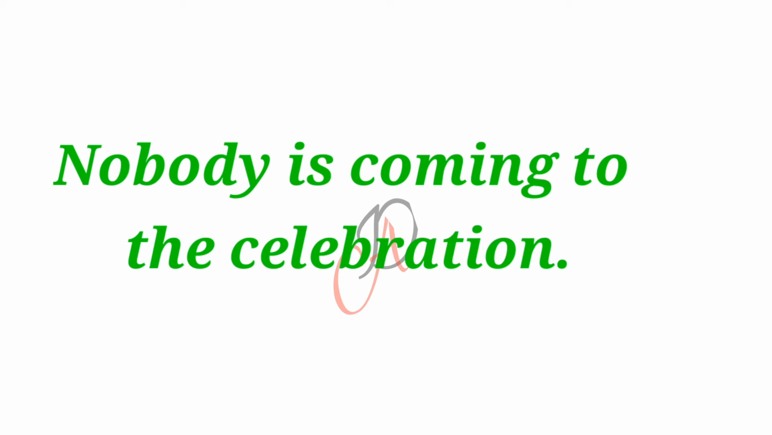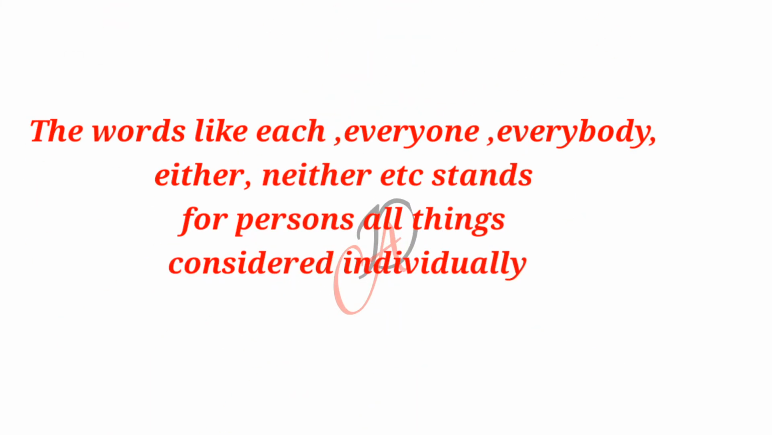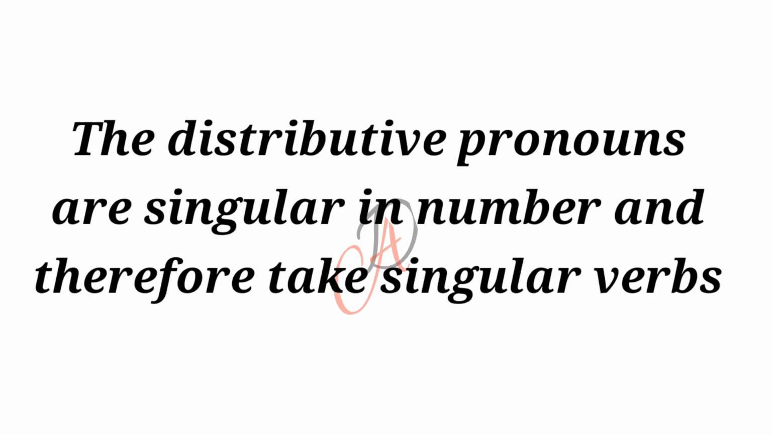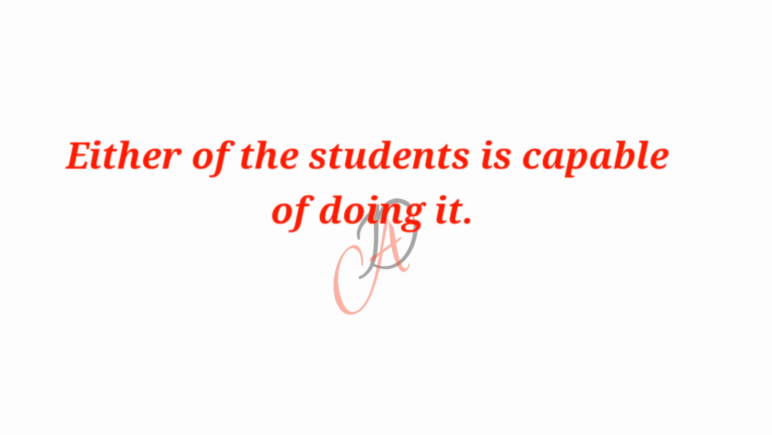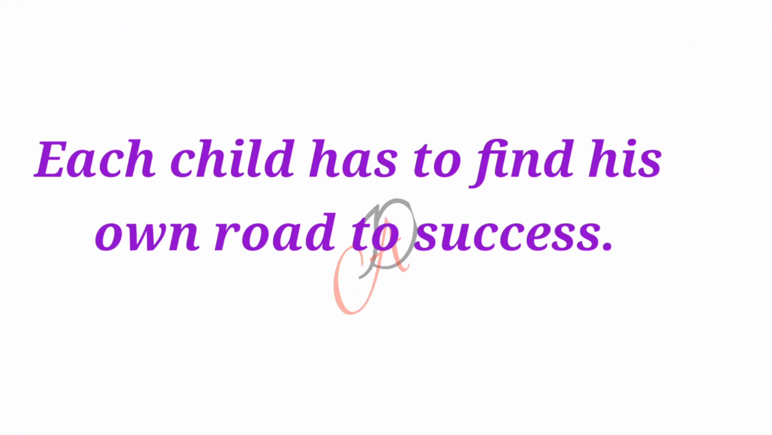So let's move to the next pronoun, that is distributive pronoun. The words like each, everyone, everybody, either, neither stand for persons or things considered individually. The distributive pronouns are singular in number and therefore take singular verbs. For example, either of the students is capable of doing it. The next one, each child has to find his own road to success.